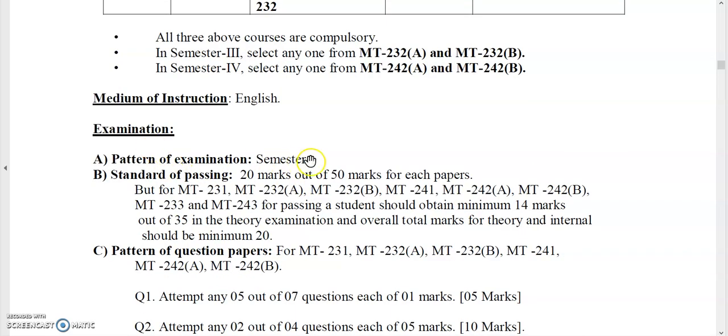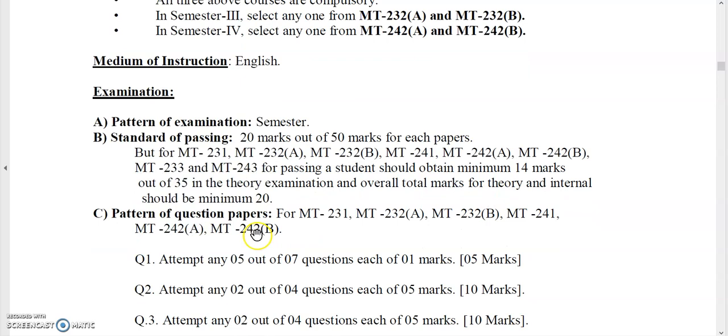The pattern of examination is a semester system. Standard of passing: for passing, a student should obtain a minimum of 14 marks out of 35 in the theory examination, and the overall total marks for theory and internal should be a minimum of 20.